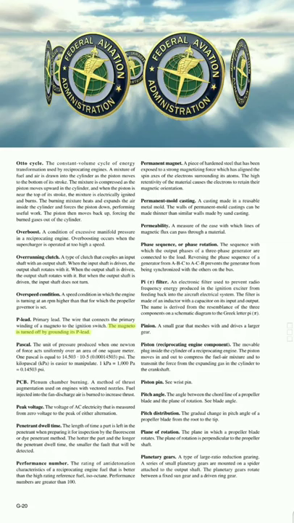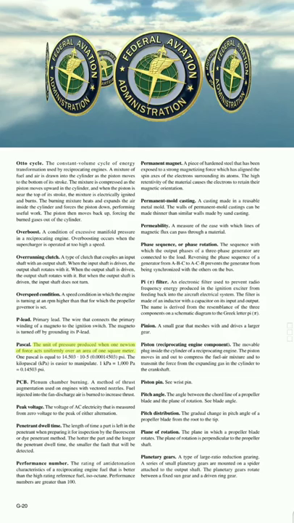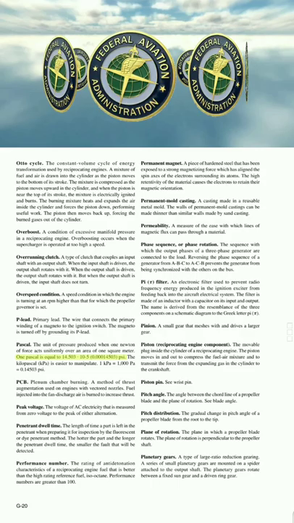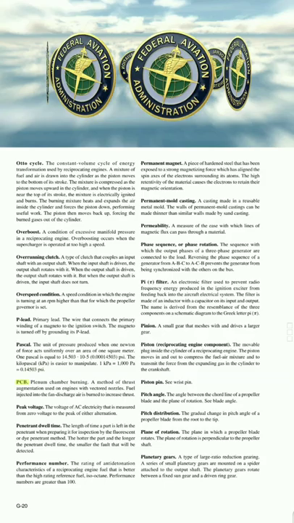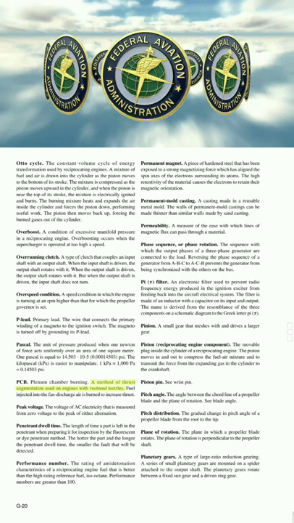Pascal. The unit of pressure produced when 1 newton of force acts uniformly over an area of 1 square meter. 1 pascal is equal to 0.0001450 psi. Kilopascal is easier to manipulate. 1 kilopascal equals 1000 pascals equals 0.14503 psi. PCB. Plenum chamber burning. A method of thrust augmentation used on engines with vectored nozzles. Fuel injected into the fan discharge air is burned to increase thrust.